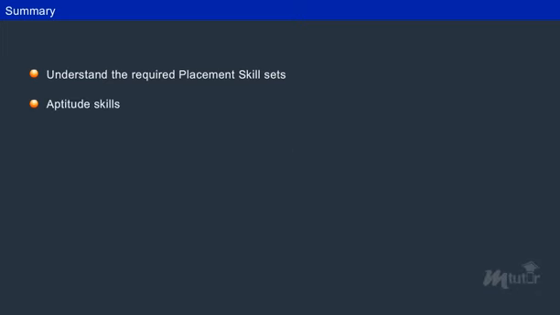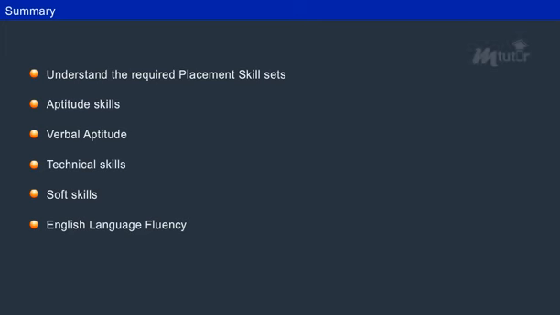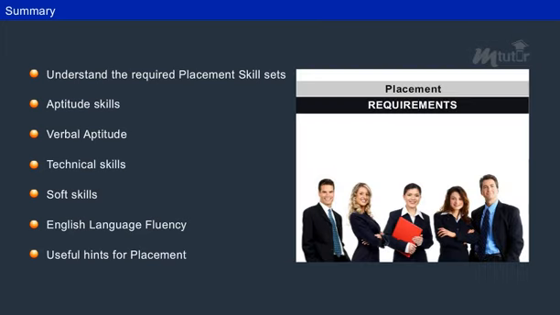Summary. Let us recall what we have learned so far. Understanding the required placement skill sets. Aptitude skills, verbal aptitude, technical skills, soft skills, English language fluency. Useful hints for placement.